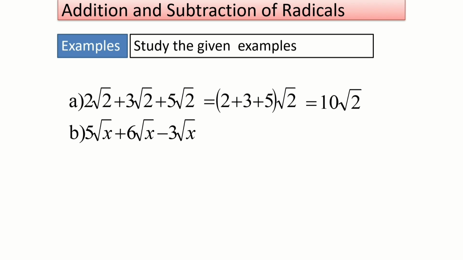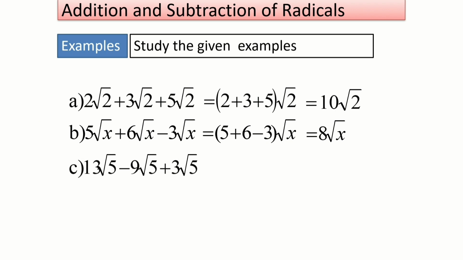Next, we have 5 square root of x plus 6 square root of x minus 3 square root of x. We're going to factor out square root of x, so we have 5 plus 6 minus 3. Then we add it from left to right. 5 plus 6 is 11, minus 3, the answer is 8. Then affix the common term, which is square root of x. So our answer here is 8 square root of x.